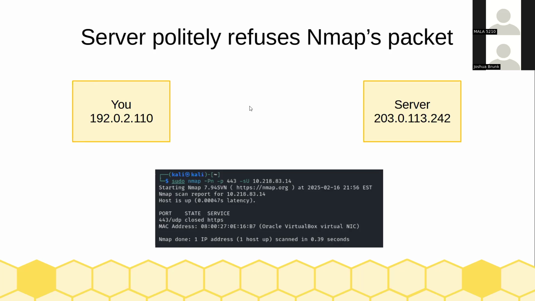The last thing the server can do is to politely refuse the packet from nmap. And in this case, you actually know that there's nothing listening at that port, because nmap will send a packet to the server, and the server very politely will say, there's nothing here. It'll respond with an ICMP port unreachable message. And in this case, when nmap scans the port, it'll properly say that the port is closed, even for UDP.